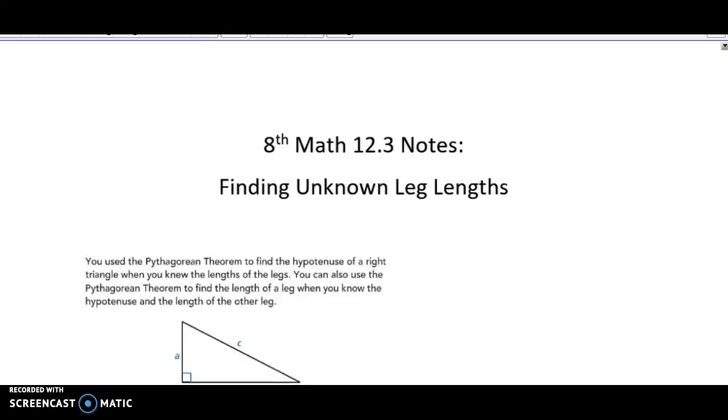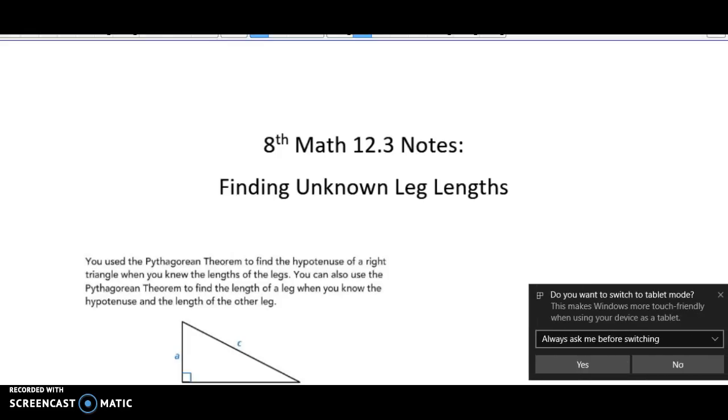Today we are checking out lesson 12.3. So we're still using the Pythagorean theorem, but this time instead of finding the length of the hypotenuse, we are going to be given the hypotenuse and use that information to help us find one of the leg lengths. So let's dive in, and we are really just using the same process in a different way.